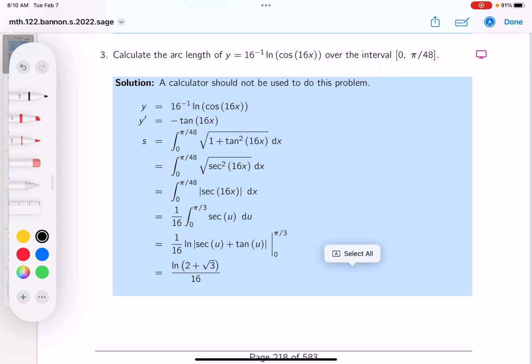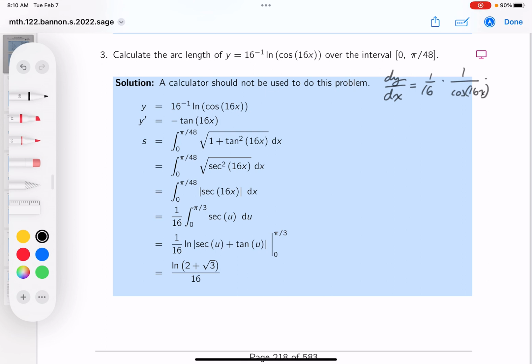And what I want to do is write down, I'm hoping this works out really nicely for you, dy dx. And let's be careful with that. There's a constant there, which is 1/16. And now I'm going to take the derivative of natural log, which is 1 over its argument. So that's 1 over the cosine of 16x.